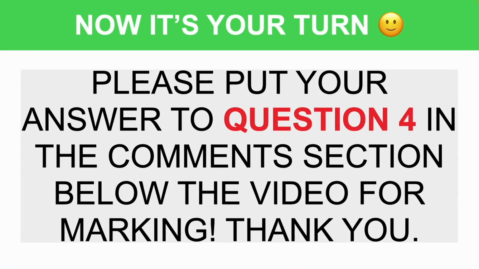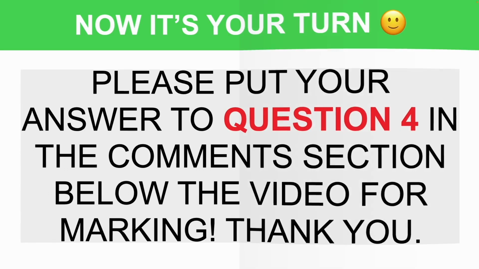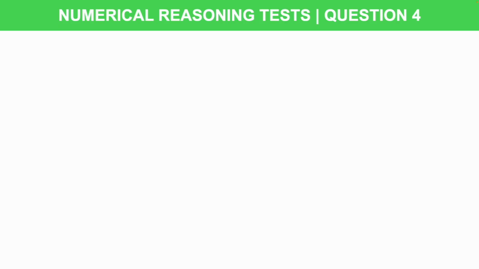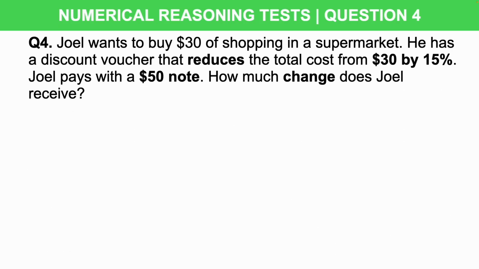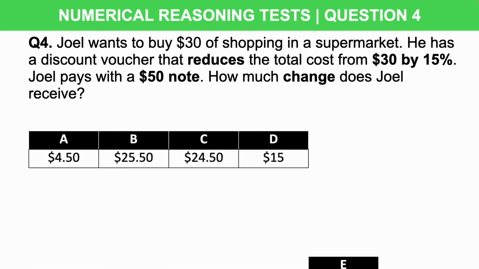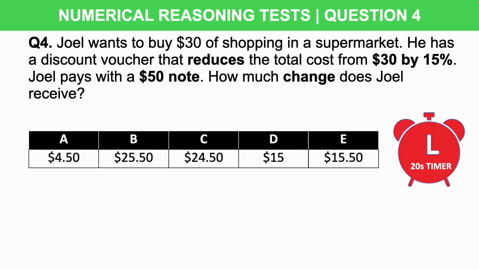Okay, now it is your turn to try one of those questions yourself. Please do let me know what your answer is in the comment section below and I will mark it for you. So question 4 is this. Joel wants to buy $30 of shopping in a supermarket. He has a discount voucher that reduces the total cost from $30 by 15%. Joel pays with a $50 note. How much change does Joel receive? Here are your answer options. Now again, I'm going to give you 20 seconds on the timer to work this out, and your timer starts now.